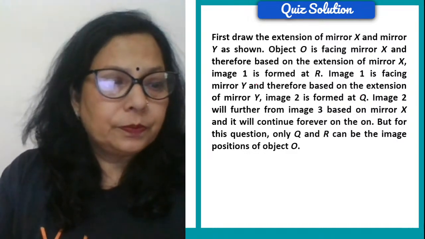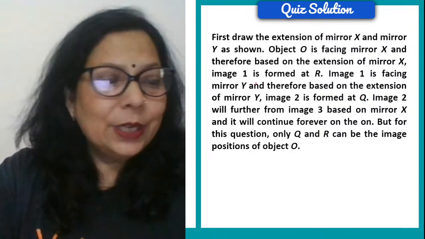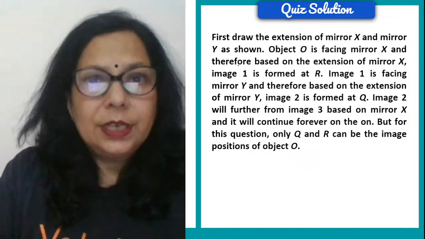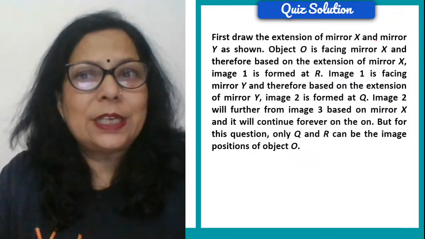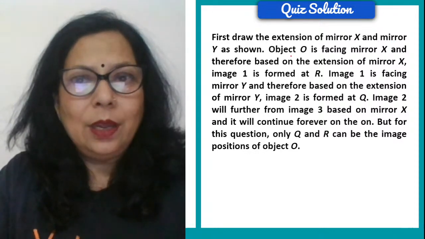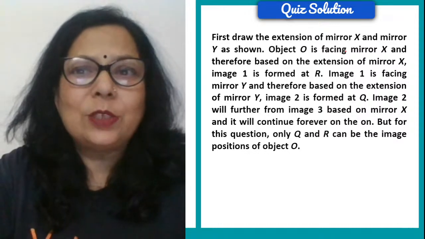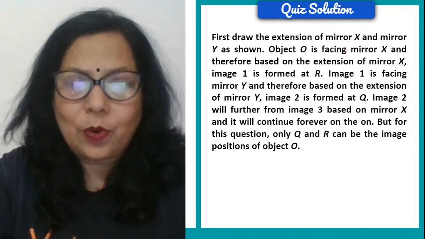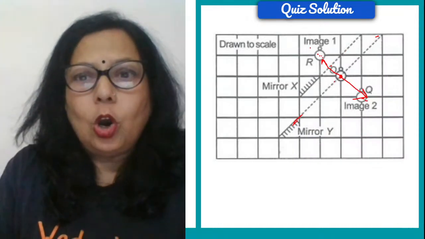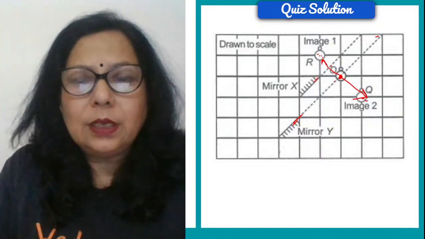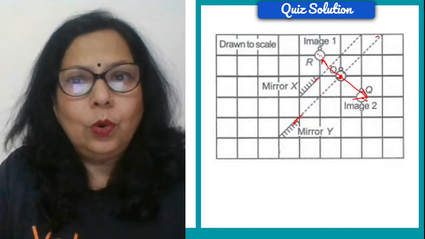First draw. Darshil, you watch the replay. Let us move ahead. It is written over here: first draw the extensions of the mirror X and mirror Y. Object O is facing mirror X and therefore, based on the extension of mirror X, image 1 is formed at R. See, object O, I extended this. So yes, this is the object O.